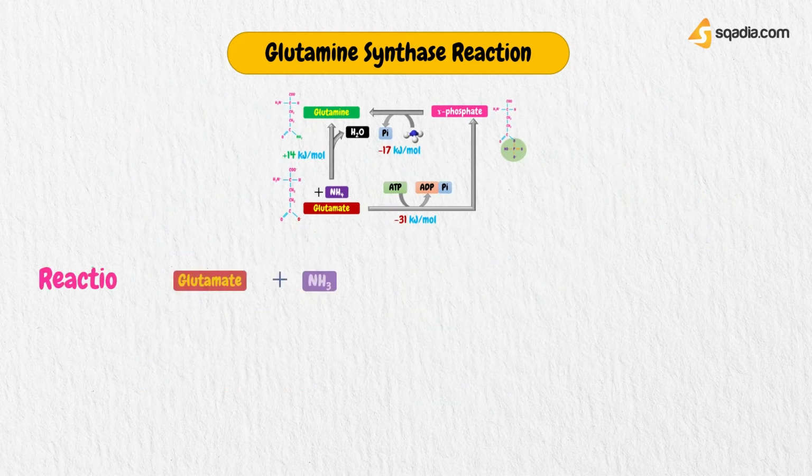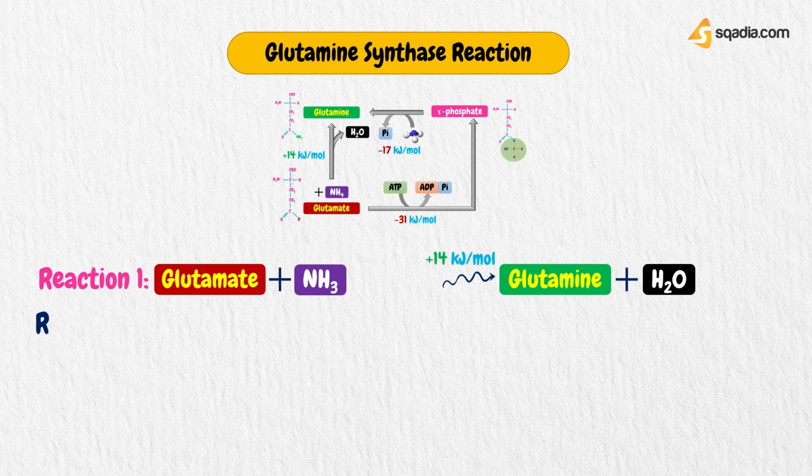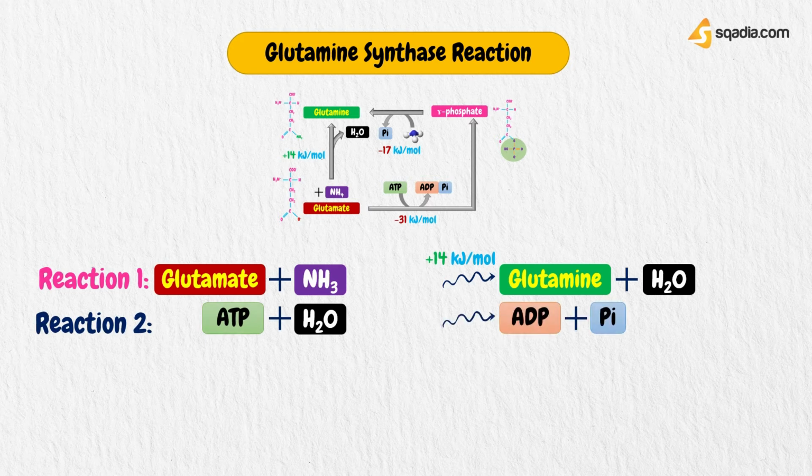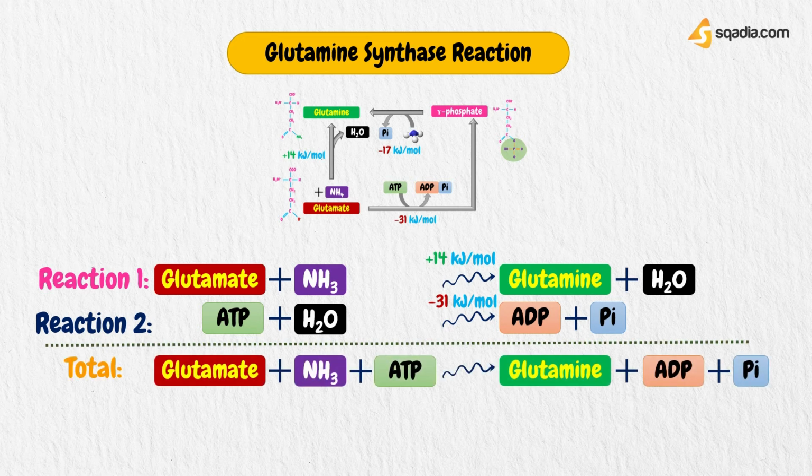In the first equation, glutamate reacts with ammonia to form glutamine and a water molecule. This will require 14 kilojoules per mole of energy. In the second reaction, ATP and a water molecule will form ADP and inorganic phosphate, releasing 31 kilojoules per mole of energy. The energy balance of the reaction is the sum of the changes in free enthalpy of direct glutamine synthesis plus ATP hydrolysis, which will be minus 17 kilojoules per mole.